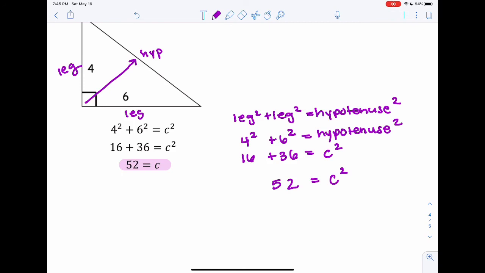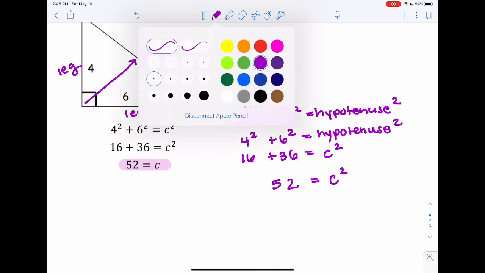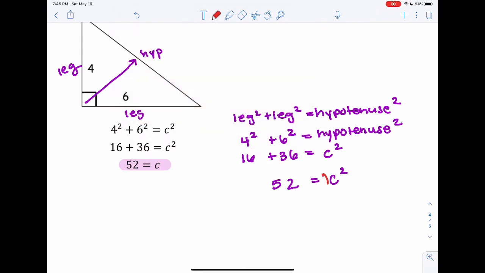What happened? So instead of solving for c by taking the square root, they kind of just dropped that exponent of 2, which we cannot do, right? To undo squaring, we have to take the square root. So in reality, c does not equal 52. c equals the square root of 52.